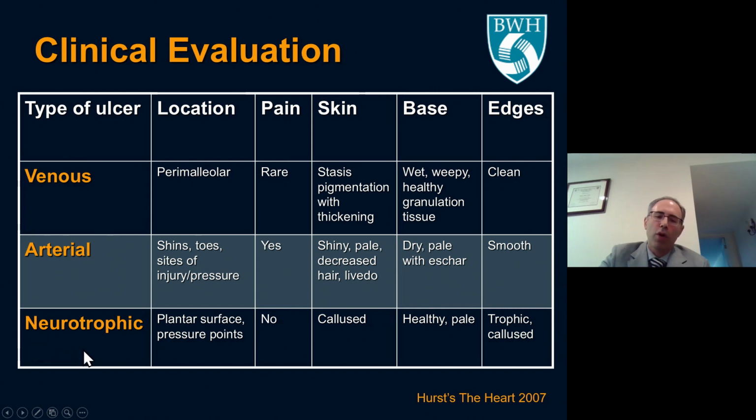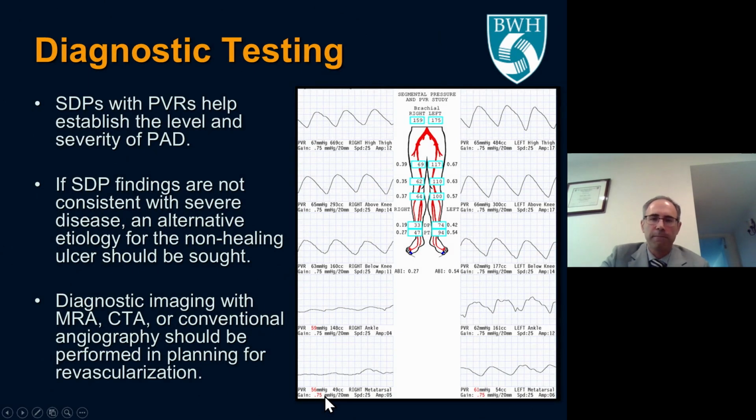A neurotrophic ulcer, these are ones that you might see in someone with bad diabetic neuropathy, plantar surface, pressure points, no pain. They can't feel much because of the neuropathy, and that's how they're able to keep traumatizing the area to get these types of ulcers. So they don't really feel that much pain, calloused from repetitive trauma. Perfusion, again, is great, so they're going to have healthy-looking granulation tissue, but it may be pale due to the calloused nature of the ulceration.